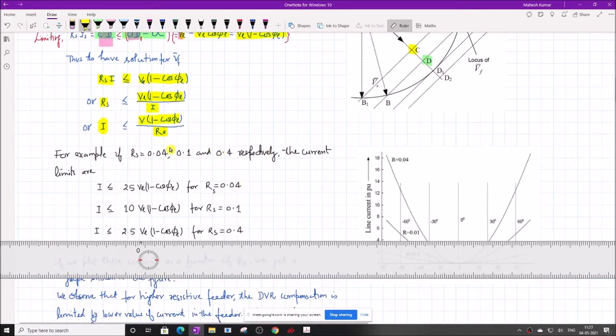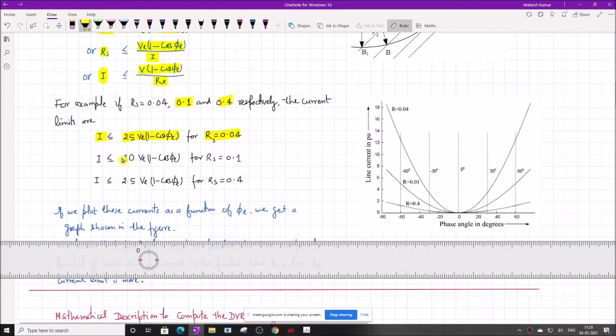Now once we know this nature of the compensation, we can see what it means. Let us say the feeder resistance is 0.04, 0.1 and 0.4. Then we will find I is less than 25 into VL(1 minus cos phi L) for Rs equal to 0.04, I is less than 10 into VL(1 minus cos phi L) for Rs equal to 0.1, and I is less than 2.5 VL(1 minus cos phi L) for Rs equal to 0.4. These values of I are plotted in this figure, as you can see from here.